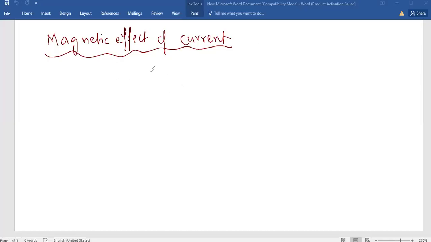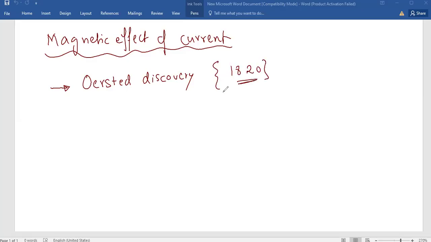Okay. So we will look into magnetic effect of current. The important part, the first one, is we need to look into Oersted's discovery. Why is Oersted's discovery important? Because Oersted's discovery was done in around 1820, I think. Yes. So it was done in around 1820.